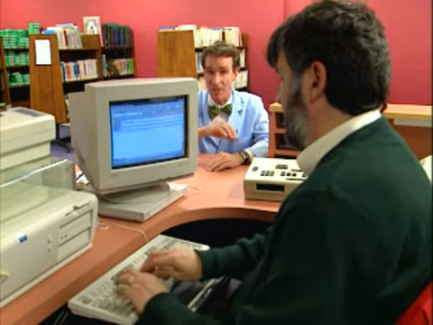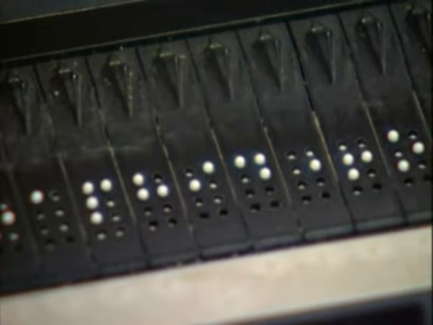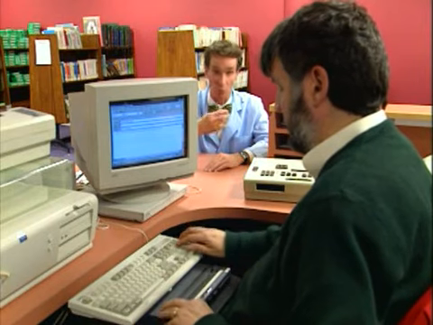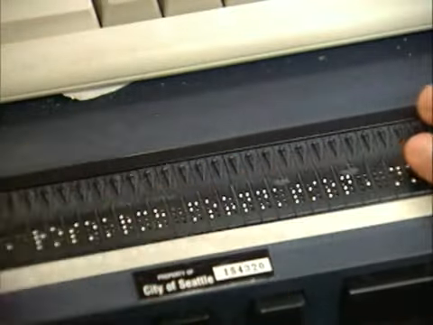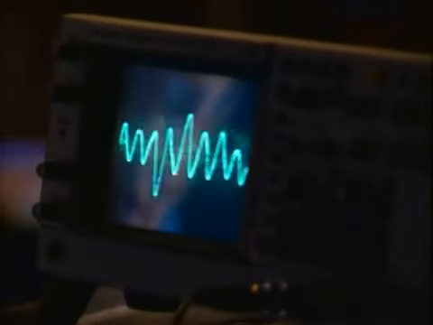People who can't see use patterns of raised dots to represent the same letters, words, sentences, and stories. It's a different way of reading the same pattern. Patterns aren't just things that we see. They can be things that we hear. Patterns of sound.